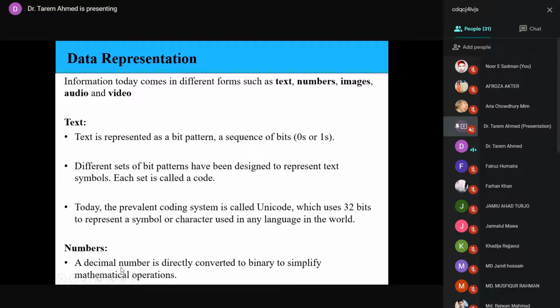Numbers are converted into binary and 2's complement binary so that you can do the mathematical operations. And when it's represented as a string, that's when it's represented by Unicode. The difference between these two should be obvious now.